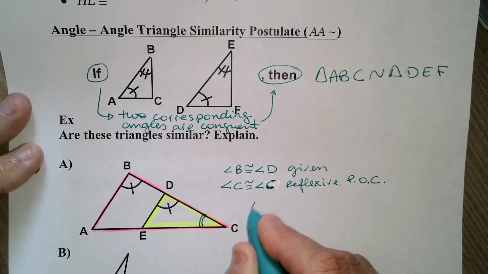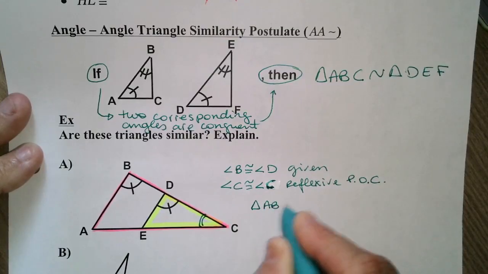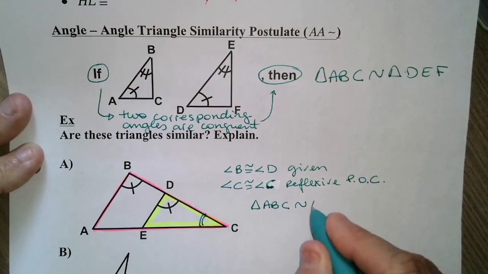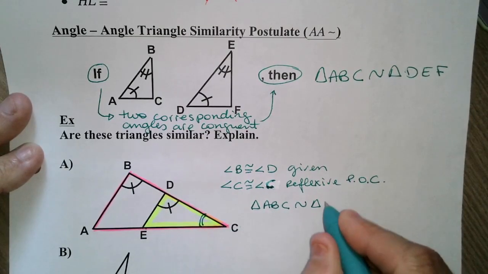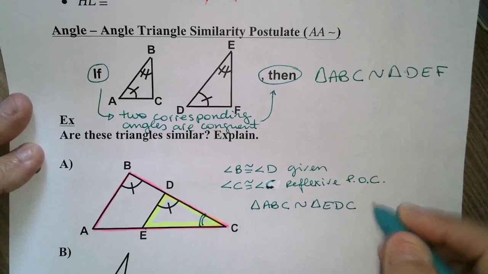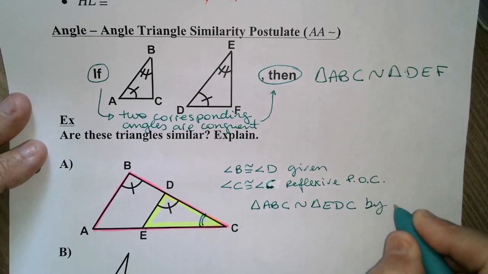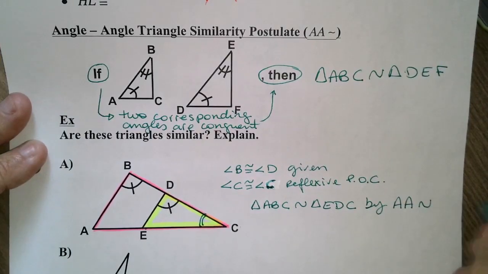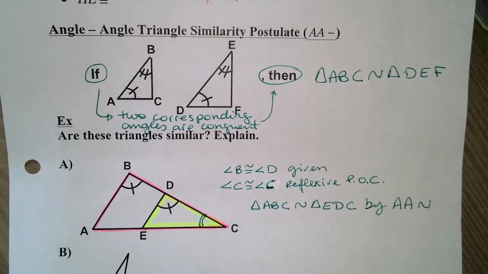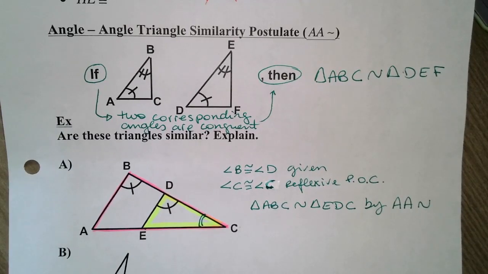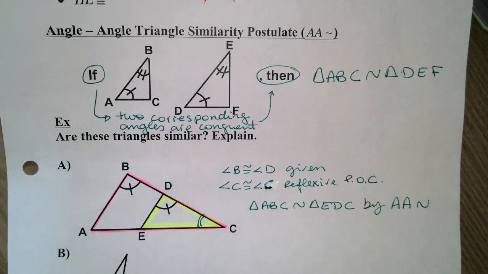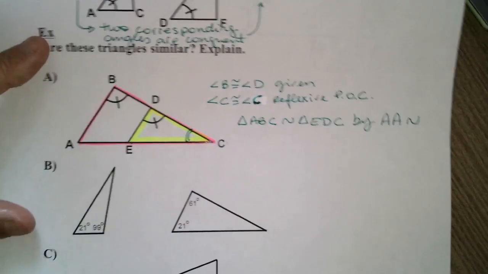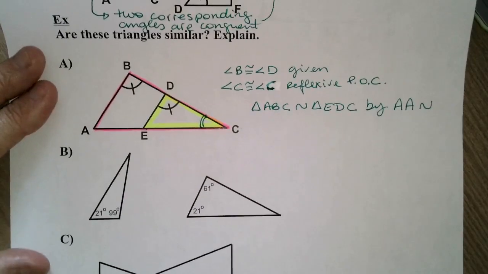So triangle ABC is similar to triangle EDC by AA similarity theorem, postulate, okay? So it's like the same idea that we did with congruency. So now we're dealing with the sides being proportional, right? The angles are the same, but the sides are proportional.